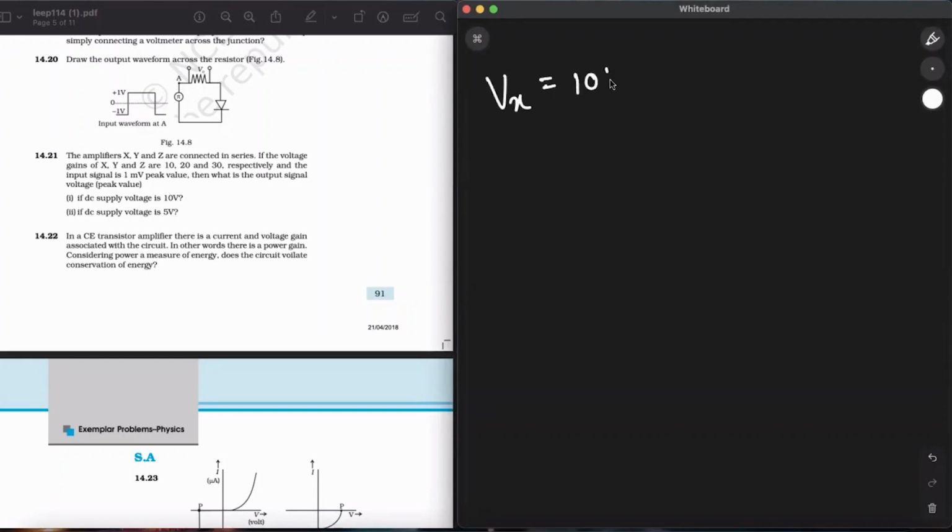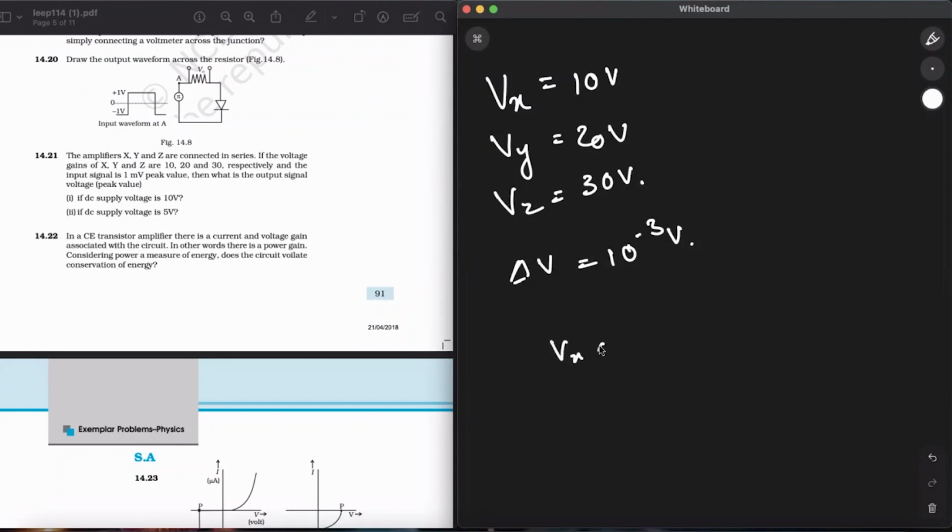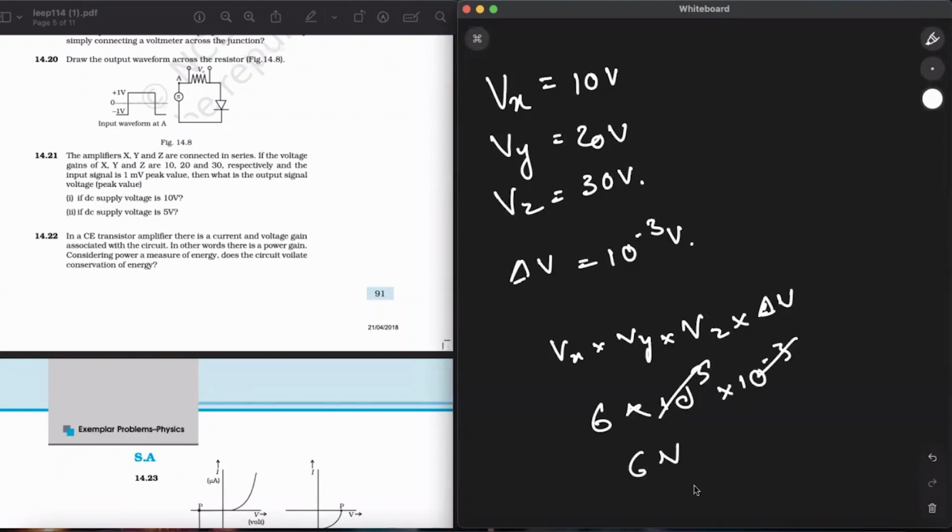Now, according to the problem, the voltage gain in X, Vx, is equal to 10, the voltage gain in Y, Vy, is 20, and the voltage gain in Z, Vz, is 30, and delta Vi is 1 millivolt, that is 10 to the power of minus 3 volt. Total voltage amplification will be Vx into Vy into Vz into delta V. So multiplying all these together, it will be 6 into 10 to the power of 3 into 10 to the power of minus 3. So it will be 6 volts. Alright, this is the total voltage amplification.